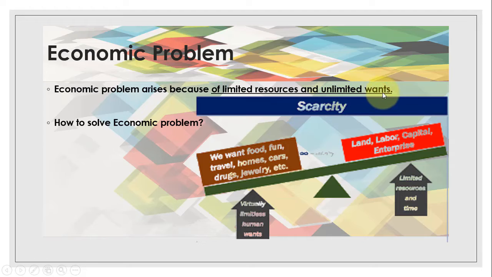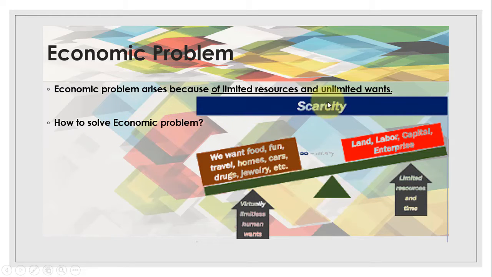On the other side, we have studied about wants, and we have seen that the first characteristic of wants is that wants are always unlimited. So is it possible that we can convert our unlimited wants into limited wants? No. So then the question is how to solve the economic problem.